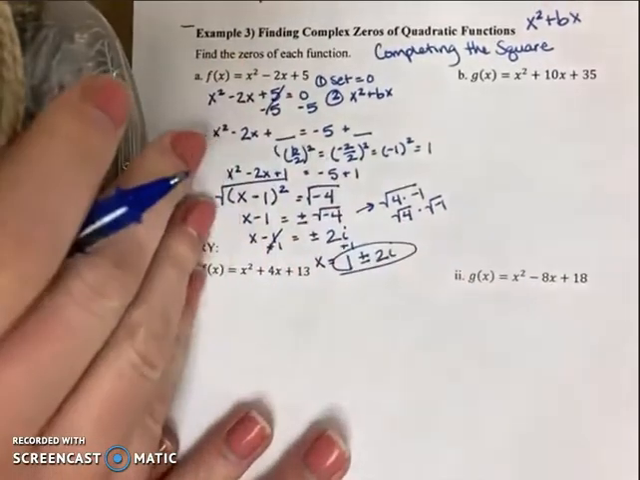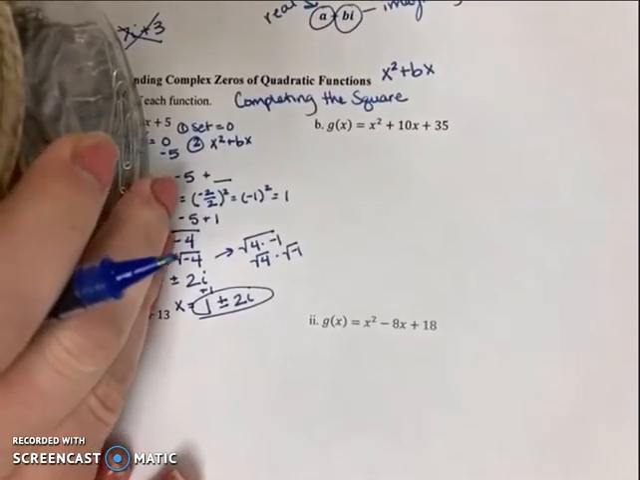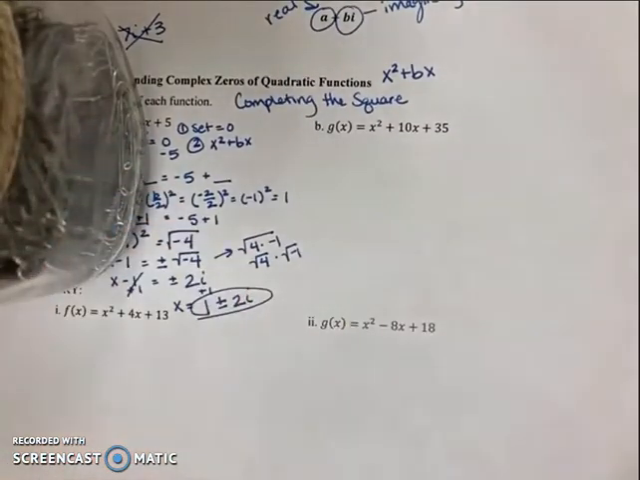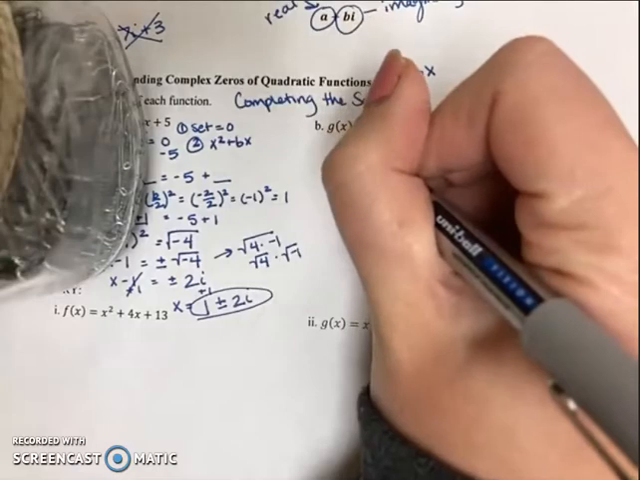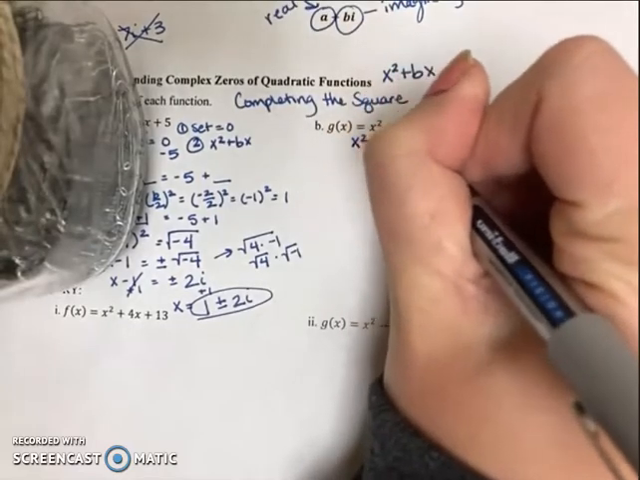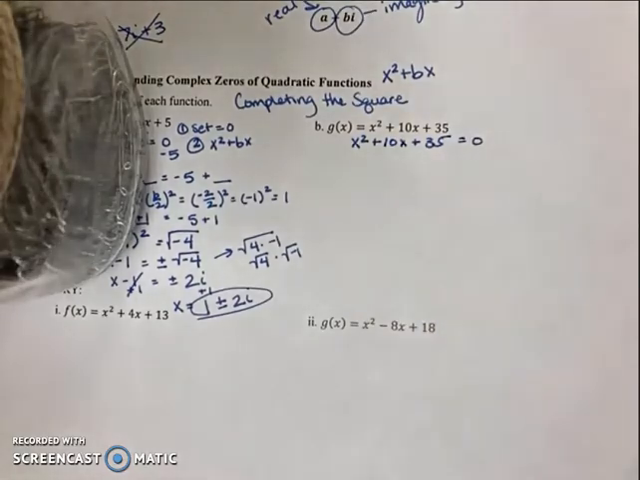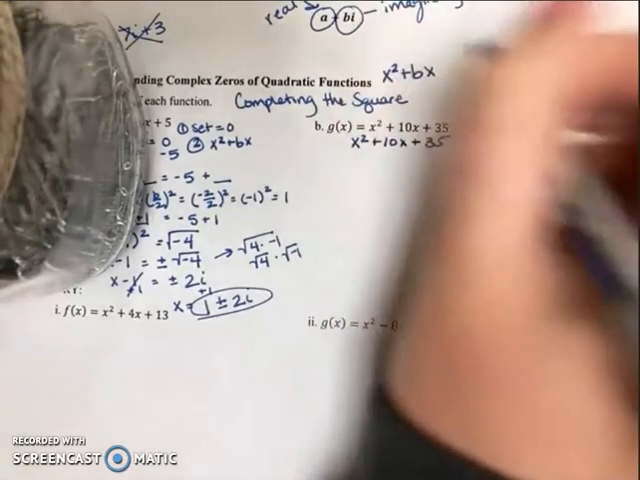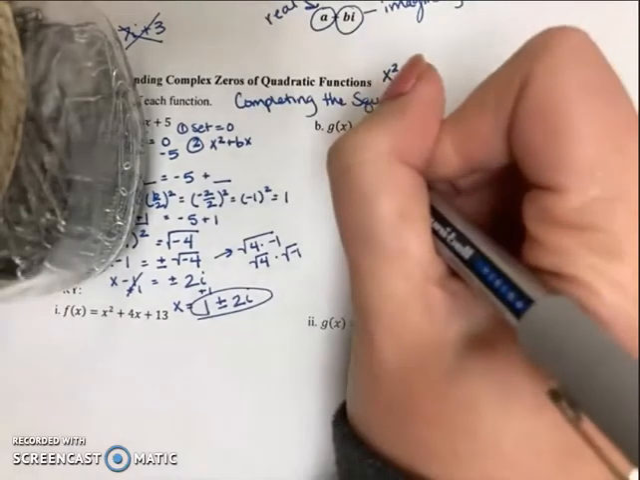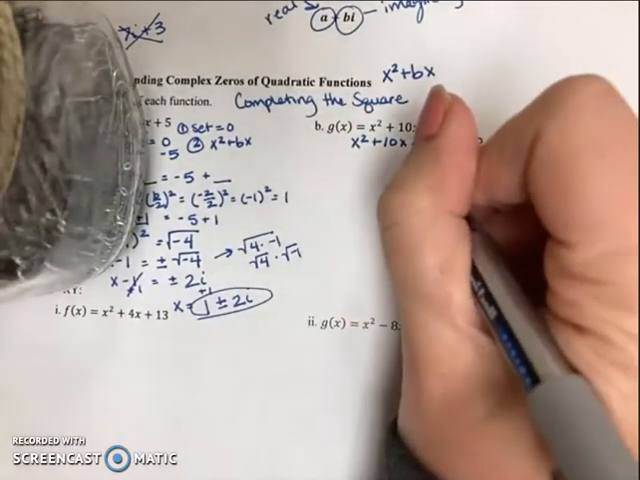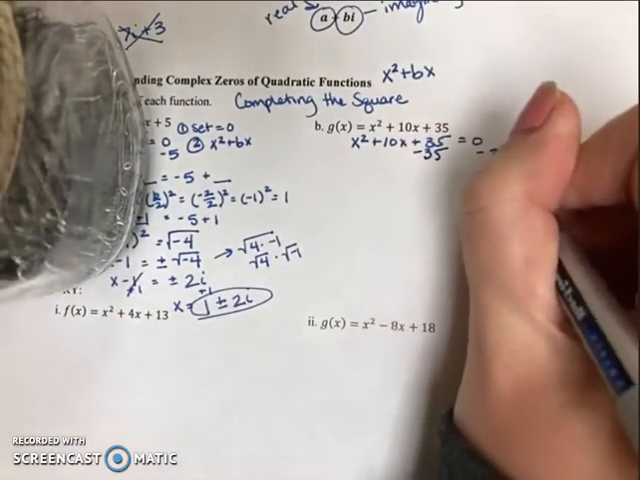Okay? Part B. Once again, we're going to complete the square, so the first thing I want to do is rewrite it as x squared plus 10x plus 35 equals 0. Alright, now I want to get it in that form x squared plus bx. You can see a is already 1, so all I have to do is move this 35 over to the other side.